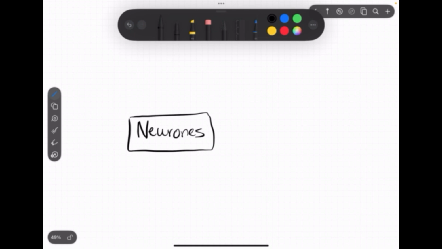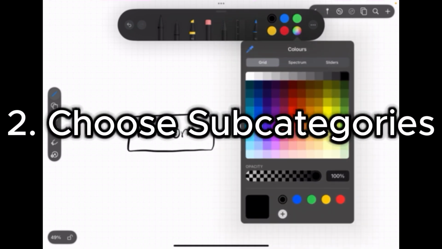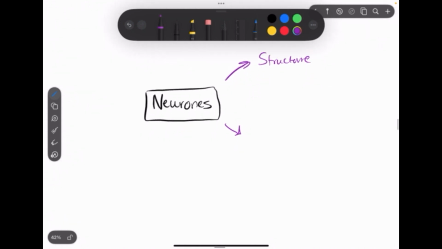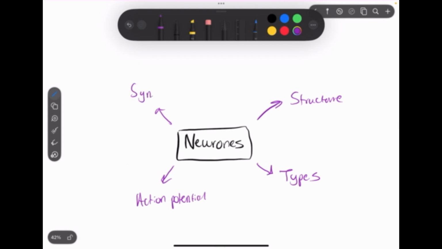Then you want to break it down into categories. So if we put our categories in purple, maybe one category is going to be about, I don't know, the structure of a neuron. Another category can be about types of neuron. Another one can be about action potentials. Another one can maybe be about synapses or something like that.